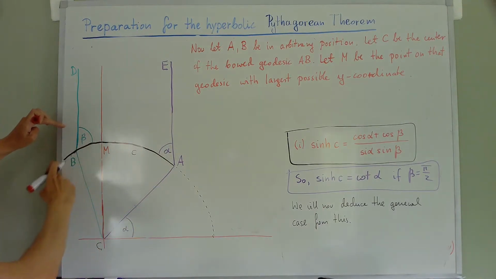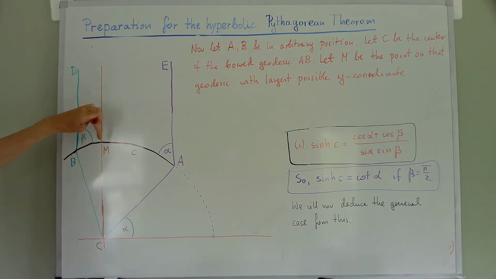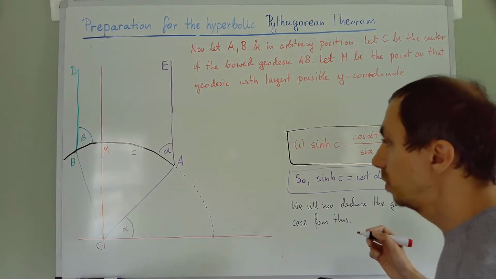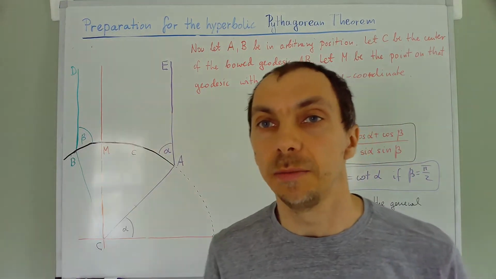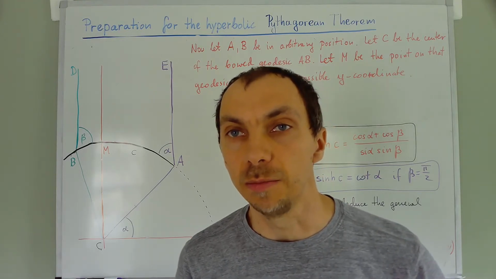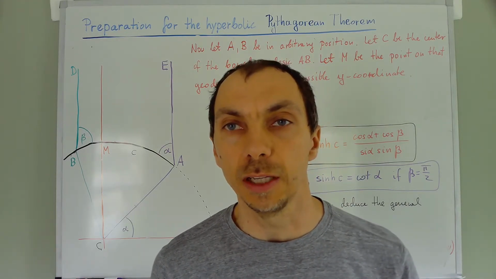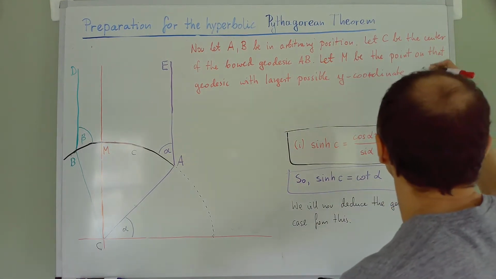Right? This is a circle, so I'm picking it to be the north pole of that circle, at the top of the circle. So there are essentially two cases: where M is between A and B, and when M is not between A and B. So we're going to now talk about the case when M is in between A and B.